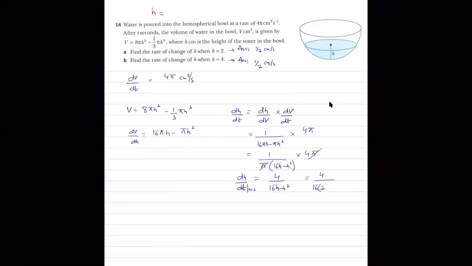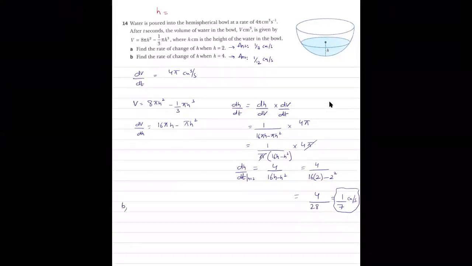So 16 times 2 minus 2 square. 16 times 2 is 32 minus 4 is 28, and 4 over 28 is 1 upon 7 centimeter per second. This is the answer for the first part.